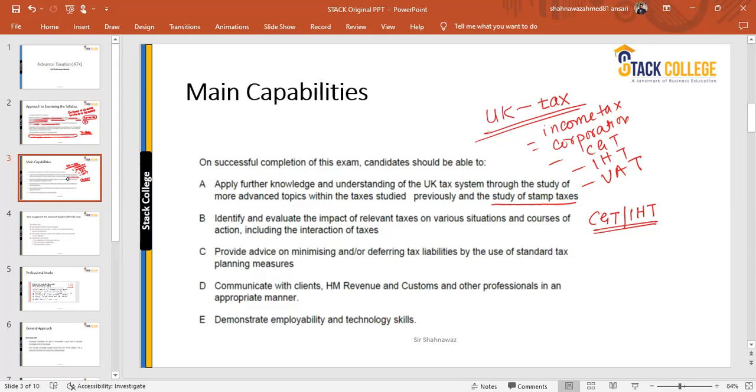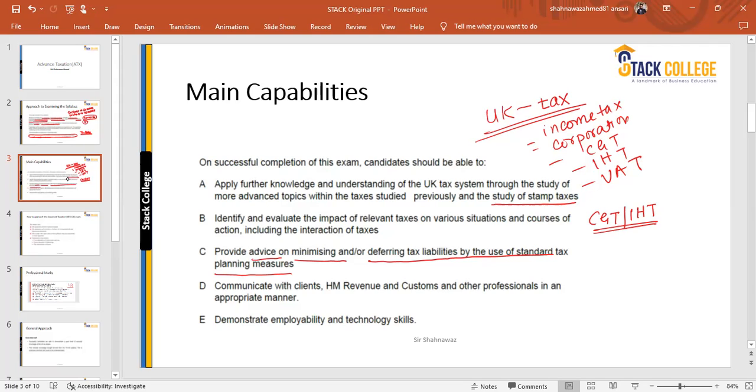For example, if a company or an individual has losses, then the examiner will ask how many types of reliefs are available and how best you can utilize them. So you have to give your client advice on minimizing or deferring tax liabilities using tax planning measures. For example, you are selling an asset and that created a gain of, suppose, 200,000. Now you can defer that tax by investing the money into a new asset. So you should learn the rules for how you can defer your tax liability, and whether deferring is beneficial for you, or whether you should pay now or later on.